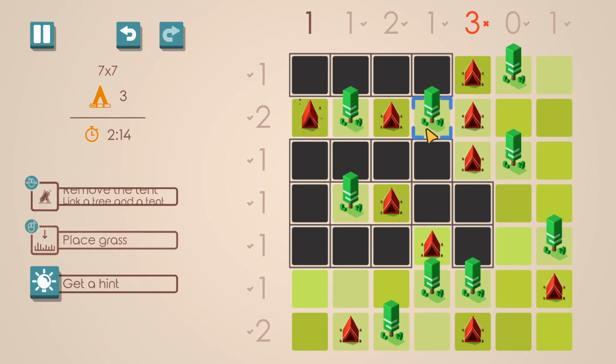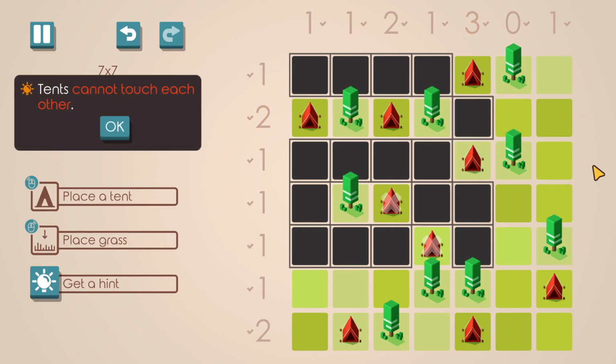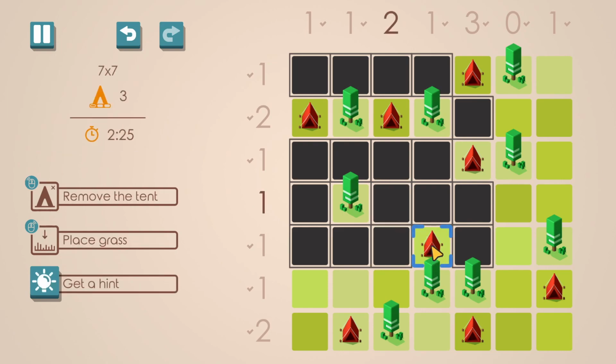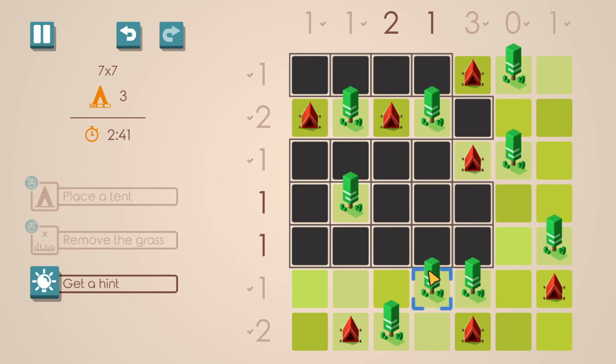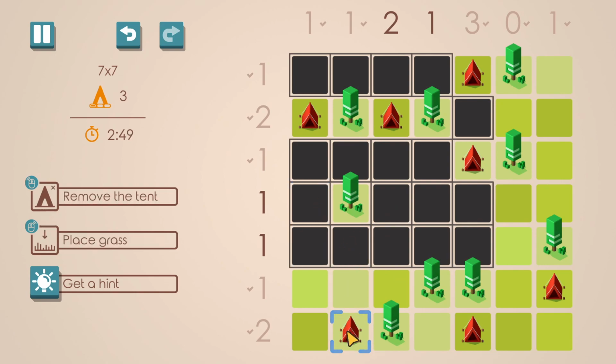Gotta be 1 in this row. Of course. Otherwise, they're so close. Well, this guy can't have his here because that would block this guy from getting one. And I feel like I've got to restart because I've missed something.